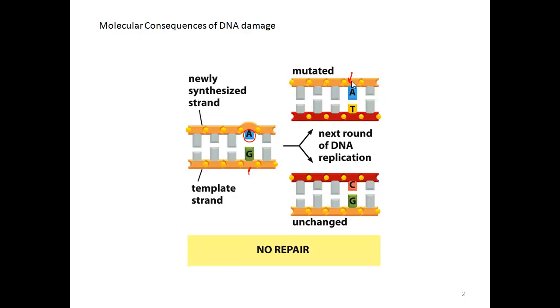When this A is replicated, it will be a template for a T base. This G will be a template for the proper insertion of a C nucleotide, which is what should have been there. And so in this case, 50% of all daughter cells will be mutated at this position, and 50% of the cells will be correct. This is in the absence of any kind of DNA repair. And we'll explore the consequences of this in a few slides.